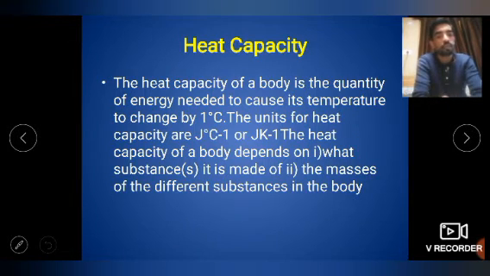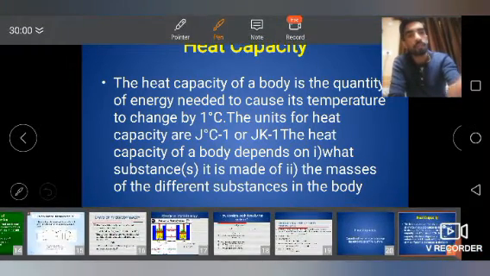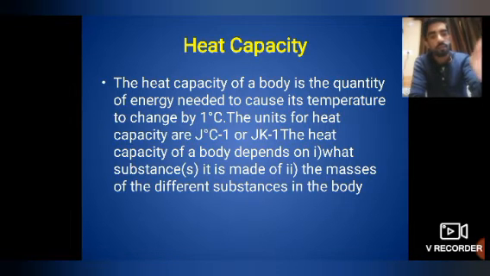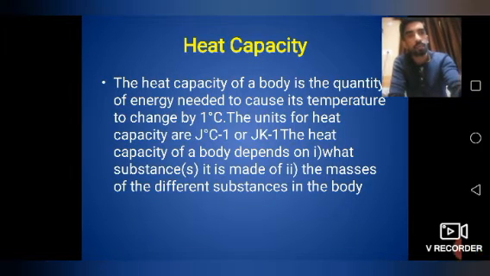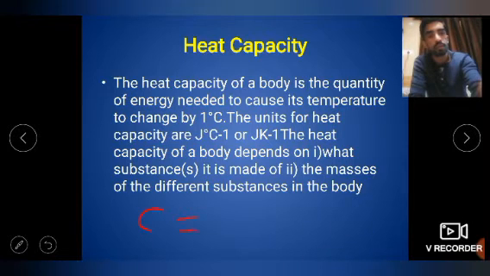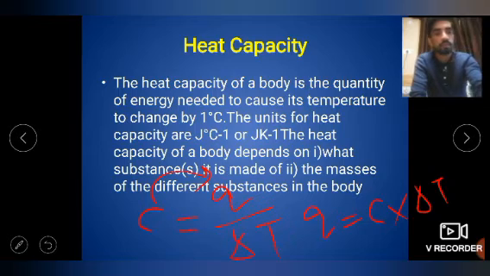The heat capacity is also called thermal capacity. So we can denote it with the help of the equation C is equal to Q upon delta T. It shows that heat capacity is equal to the amount of energy required to raise the temperature by 1 degree Celsius. So now Q is equal to C into delta T.